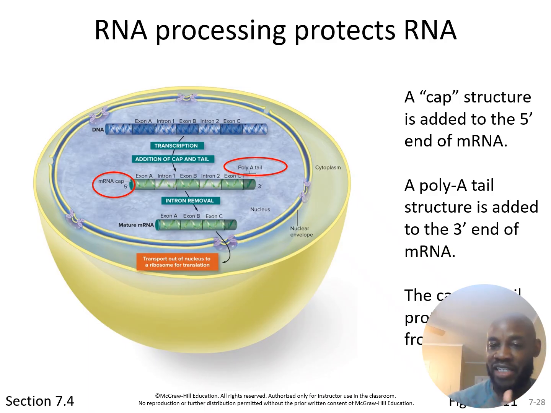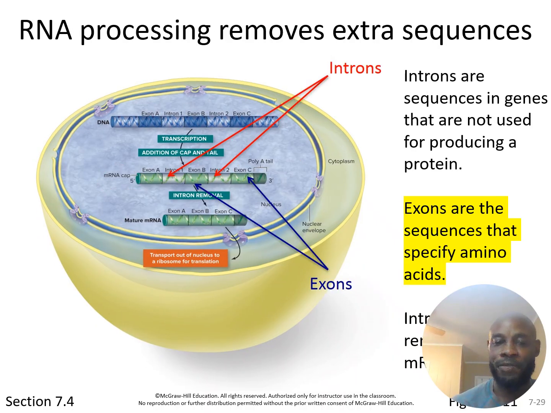A cap structure is added to the 5' end, a poly A tail structure is added to the 3' end, so it's just doing some processing to make it just right. Introns: there are intron sequences in the genes that are not used for producing a protein, and there are exons, which are sequences that specify amino acids. So some of the copy of RNA we don't need. Your body knows which part that is. Those are called introns. The part that we do need are called exons. So we need to remove the intron section of the RNA, the sections that we don't need.